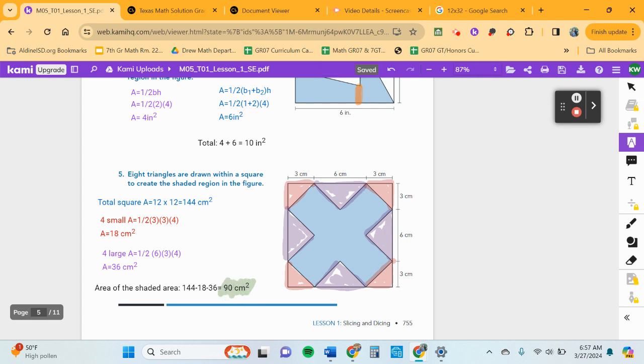Alrighty, that concludes the learning for this lesson, for this activity on finding the area of composite shapes. I will see you in the next video.